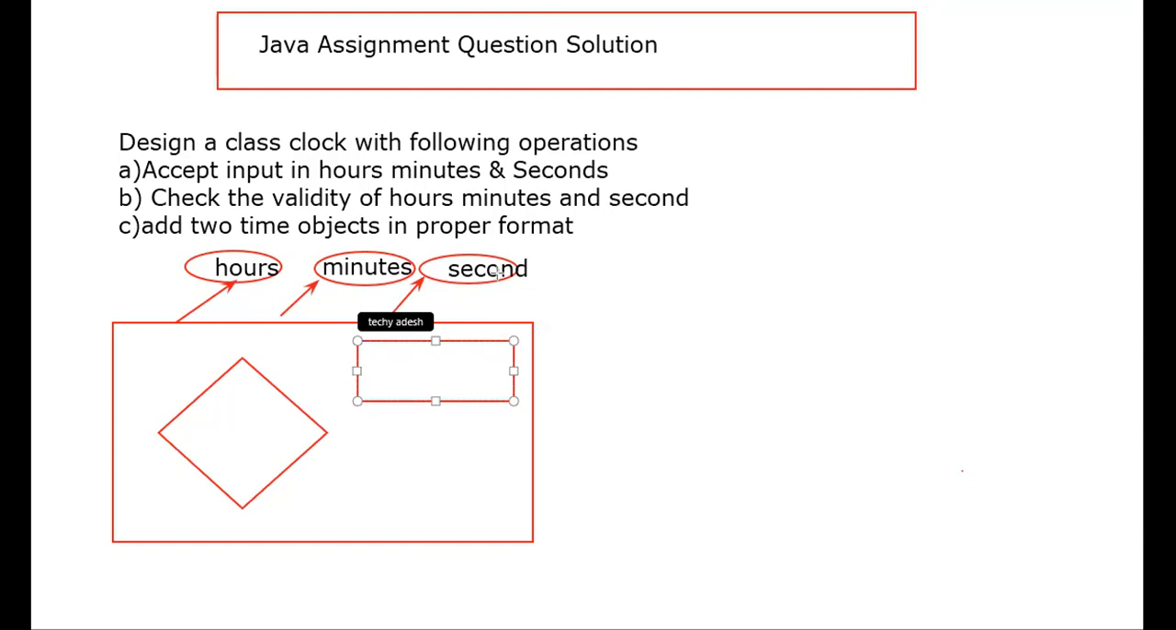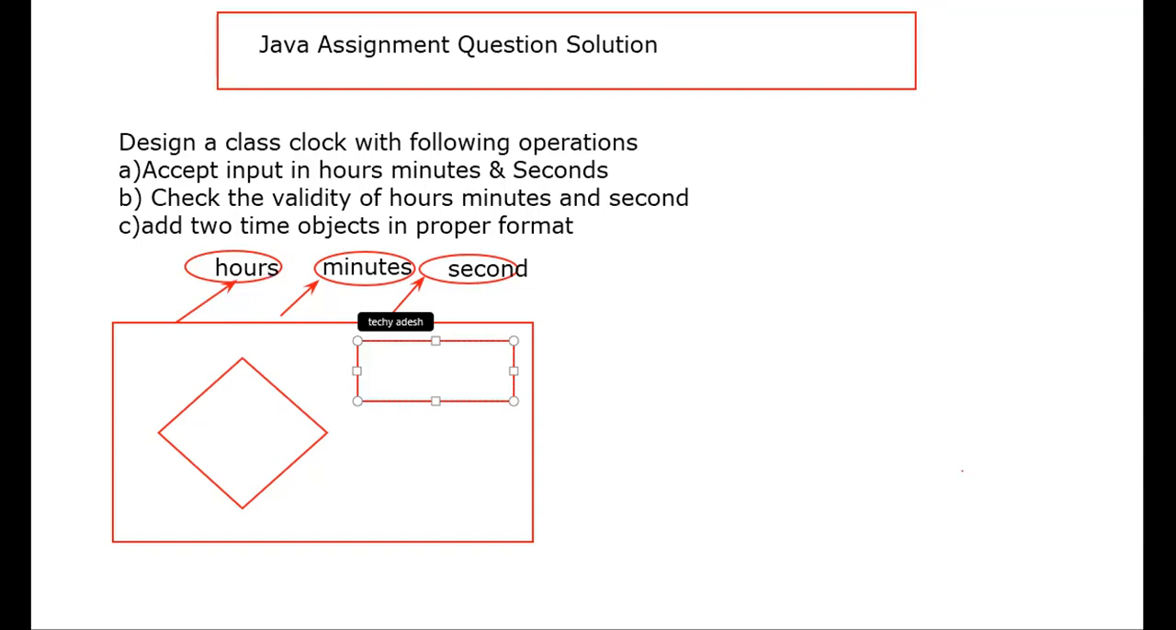If I say the hours value is 5 and minutes is 74, this is not a valid time object, because if minutes is 74, we can add 1 hour into the hours, and only 14 minutes remain, not 74. Similarly, if the seconds are greater than 60, that is not a valid time object. This is how we can check the validity of the time.